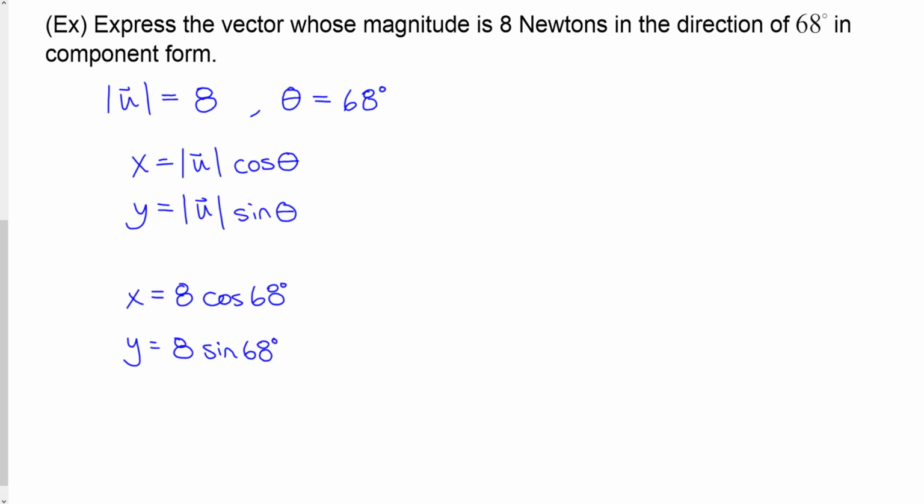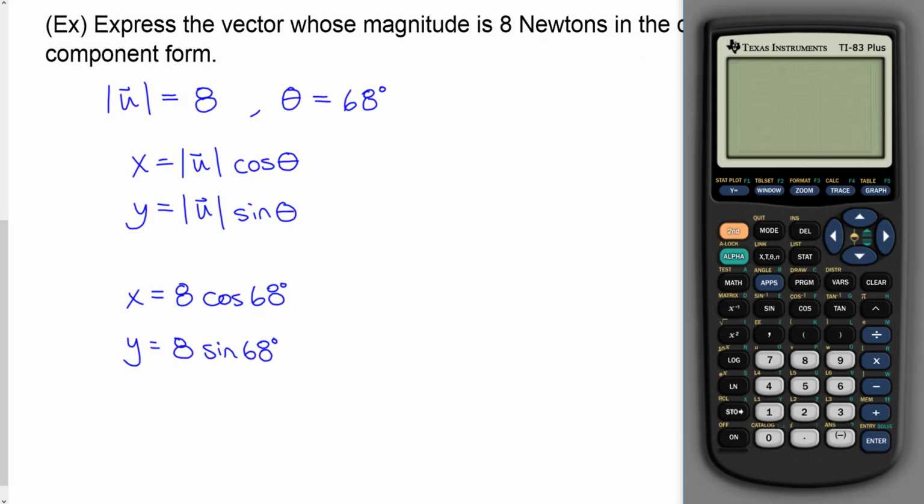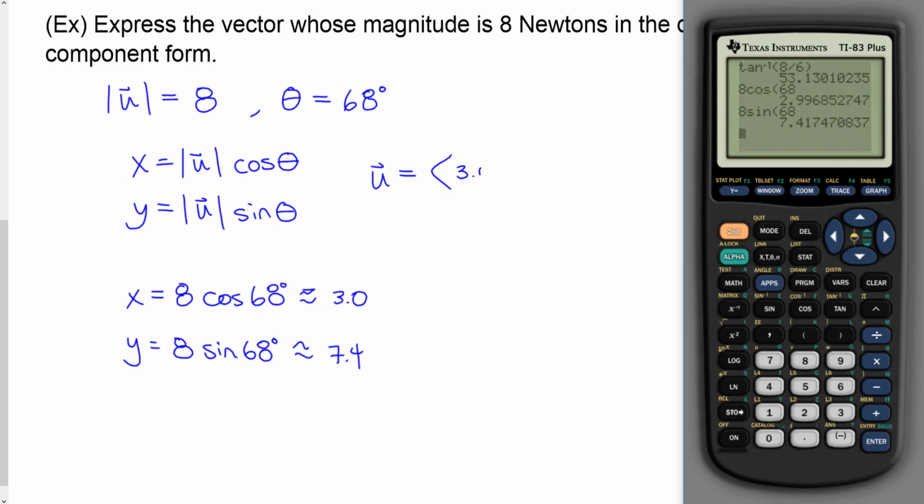I'm just going to round things to one decimal place for simplicity, but I'll need to do this on the calculator. So 8 cosine 68 degrees and 8 sine 68 degrees. We get approximately 3.0 and 7.4. So vector u could be expressed as ⟨3.0, 7.4⟩.